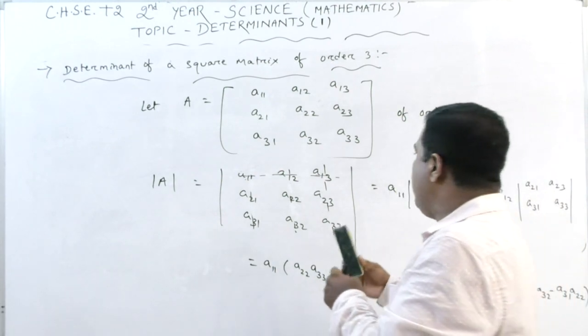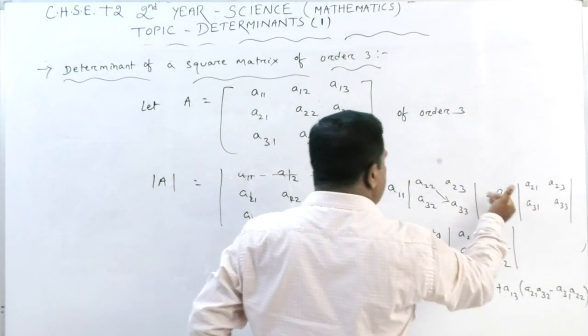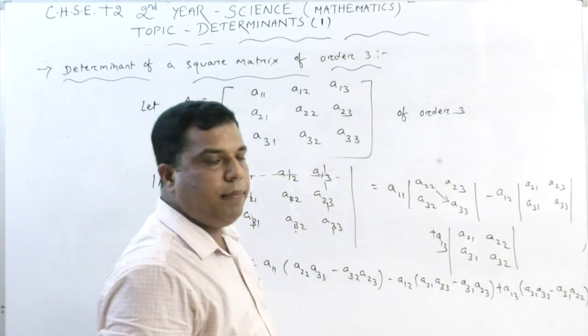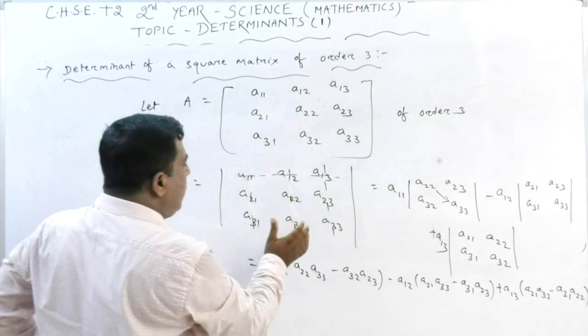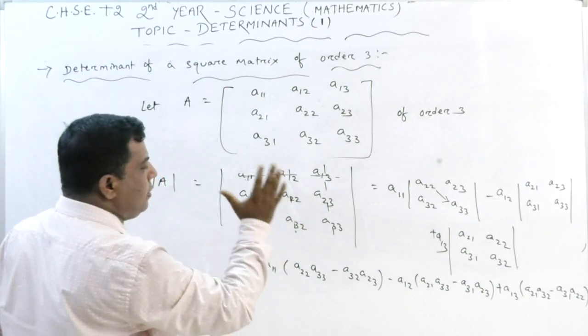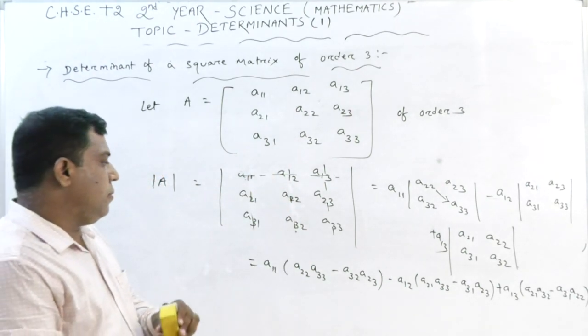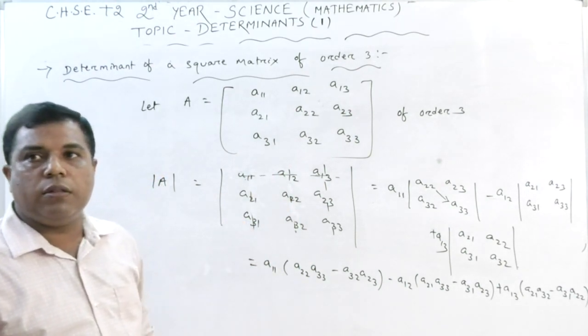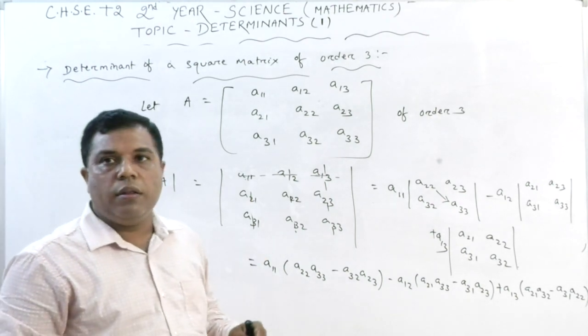Then for the next one, as it is plus, then again minus, then again plus. So with A13, what do we obtain? A21, A22, A31, A32. In this way, we have to evaluate the determinants of order 3.